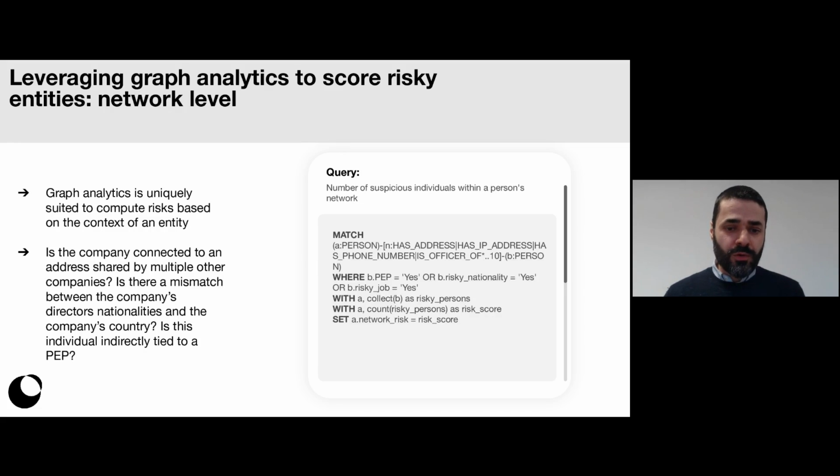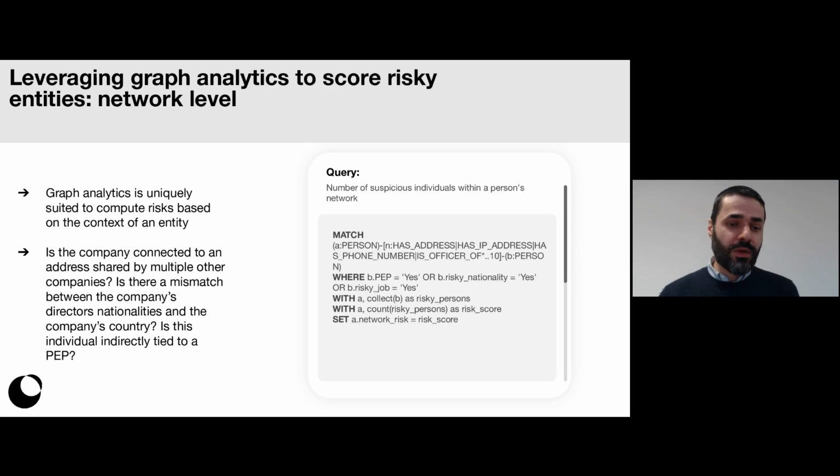Now we are going to switch gears and not just look at the entities of interest at the individual level, but more at the network level. That's really where graph analytics can shine, and where it is uniquely suited because it can help compute risks based on the context of an entity, not just the direct attributes of that entity, but what's happening in the context of this entity. A couple of examples of that.